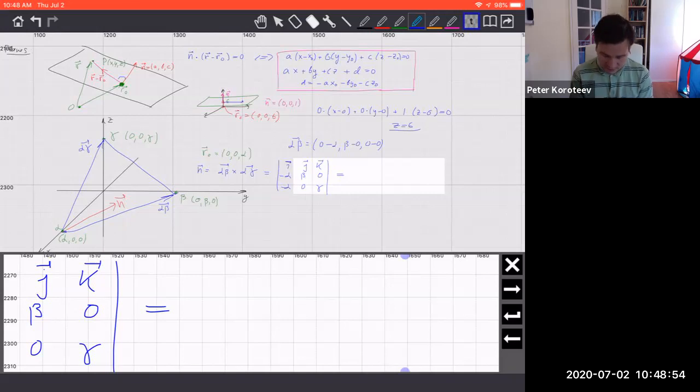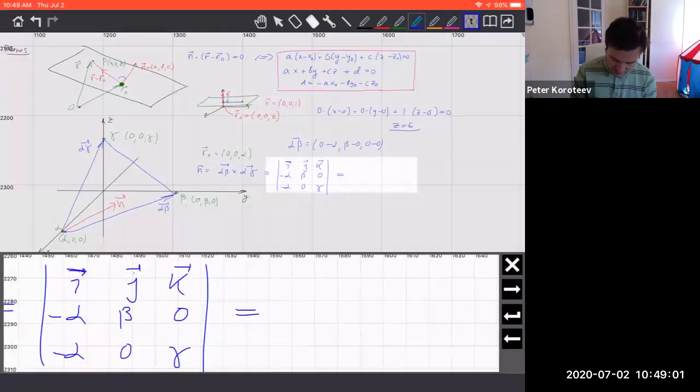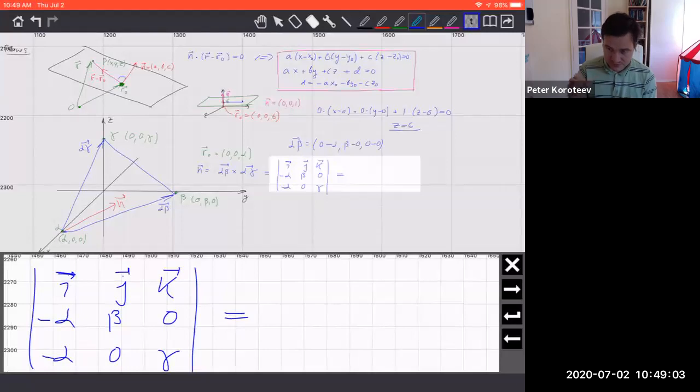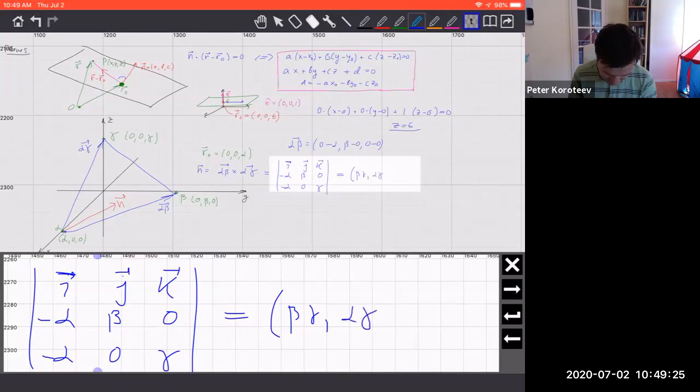Is the question clear? Here's the determinant, right? We need to do the expansion of this determinant along the first row. Han is writing beta gamma, alpha gamma. Yes, that's correct. So beta gamma, alpha beta. Yes, alpha gamma, that's right. So alpha gamma and alpha beta.